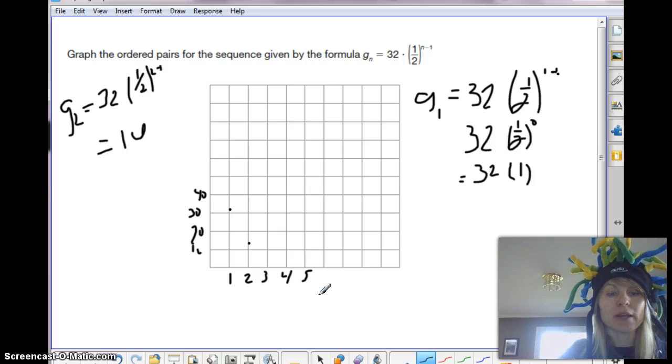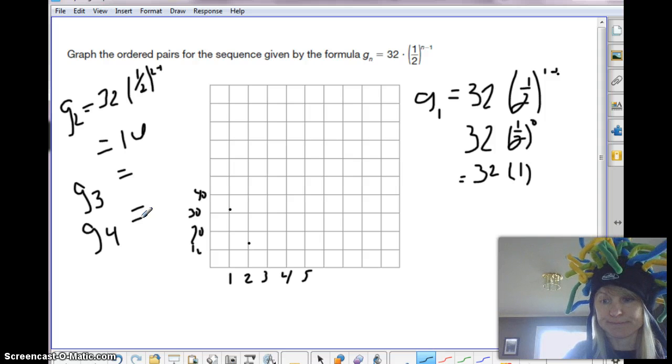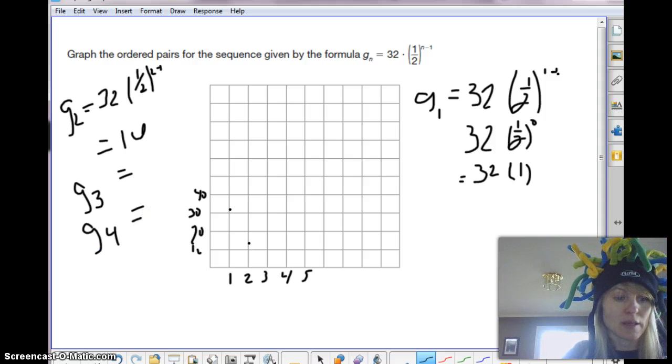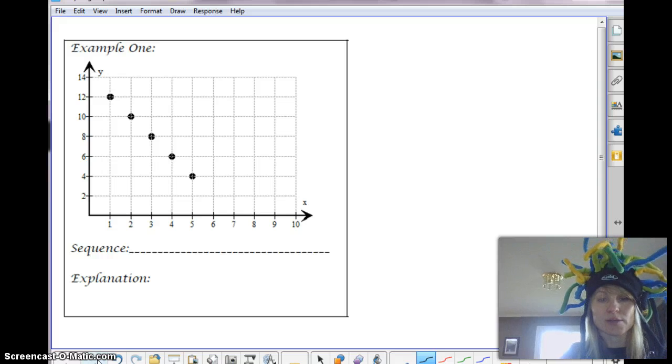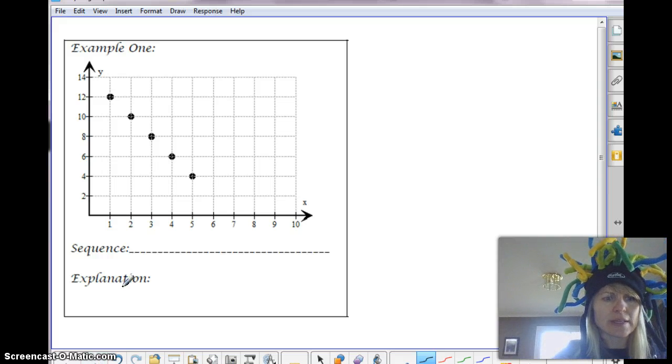Okay, I would like for you, on your own, to find g sub 3. And then I would like for you to find g sub 4. You find those two on your own. Right, and then the last one is where they give you the graph, and you got to write the sequence. So that should be pretty easy, right?